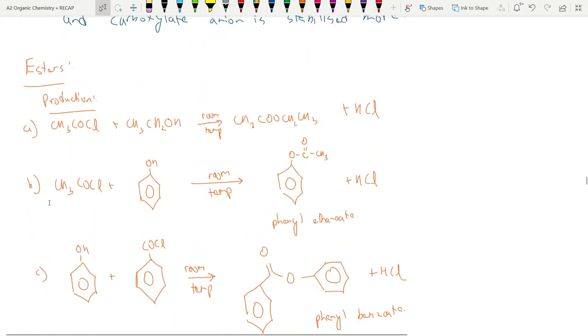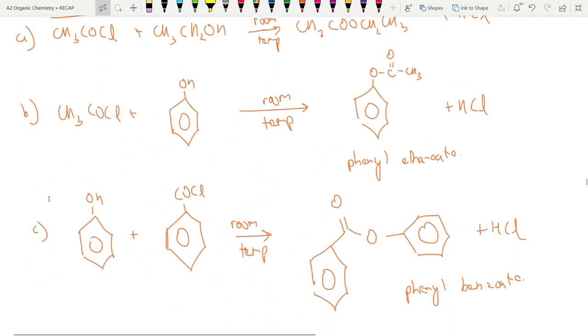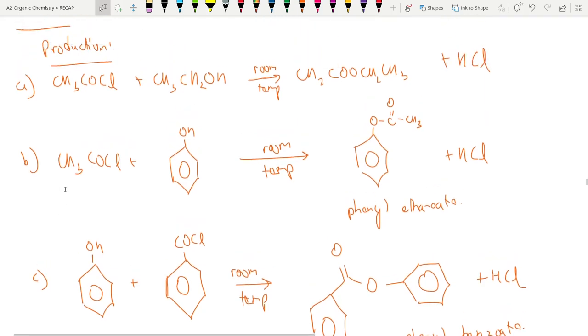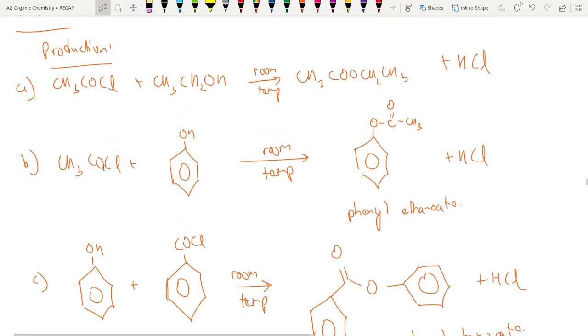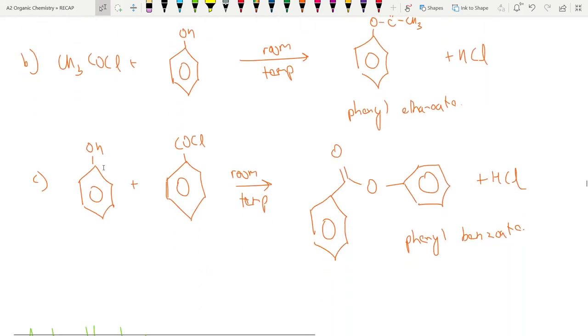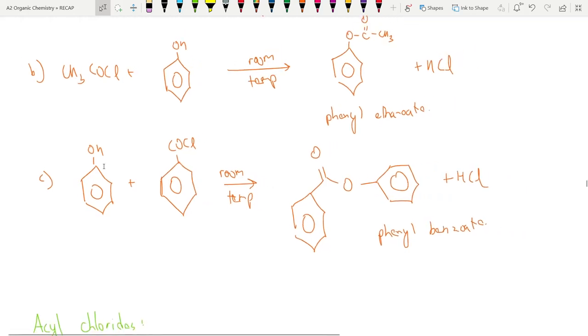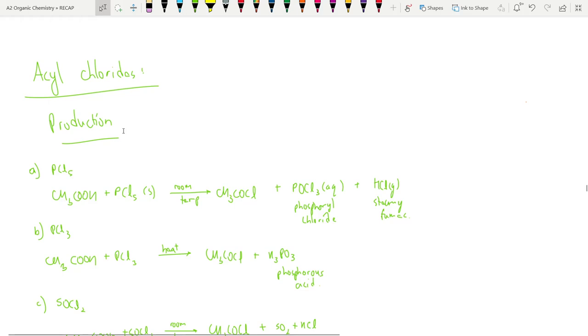Moving on to acyl chlorides. By the way, you should know the names of these compounds. If acyl chloride reacts with phenol, we get phenyl ethanoate, and if both arene rings are present, we're going to get phenyl benzoate. This is a really important compound. Okay. So remember that acyl chlorides are basically just stronger carboxylic acids. Carboxylic acids on steroids, right? They can do anything that the carboxylic acid does, but better.